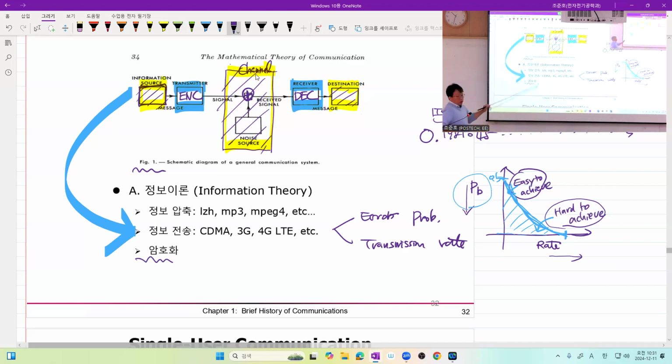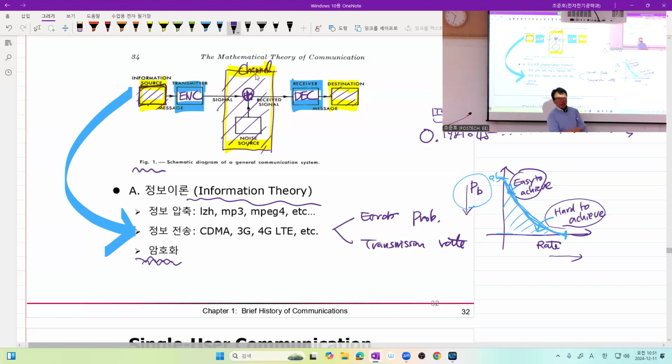And when information theory was developed, it was just after World War II, and everybody knows what is important in wartime. Security, cryptography. So information theory is naturally involved with encryption theory.